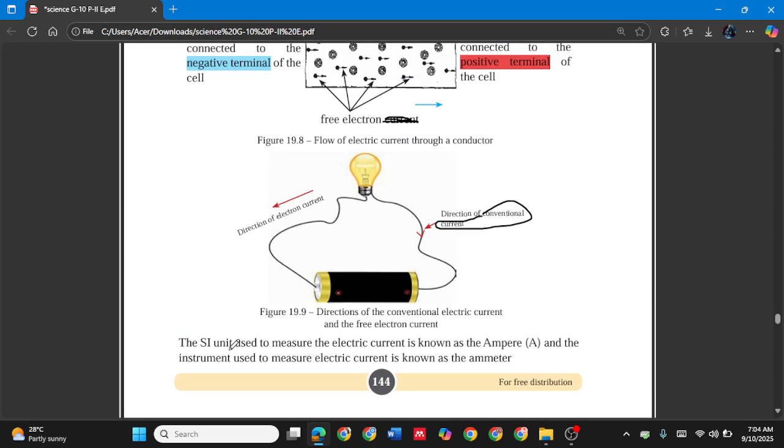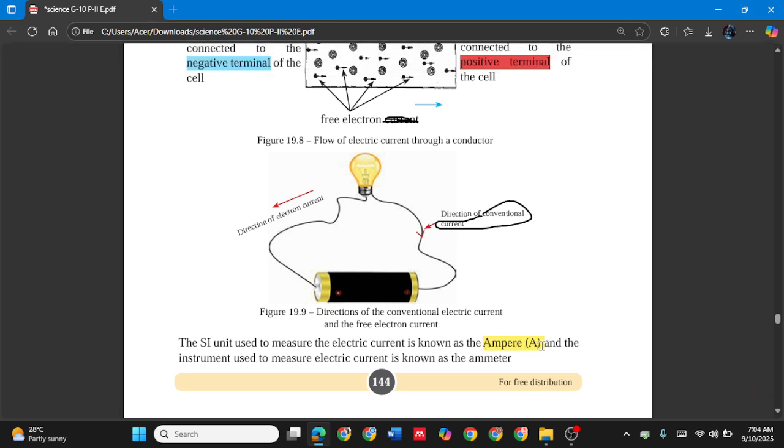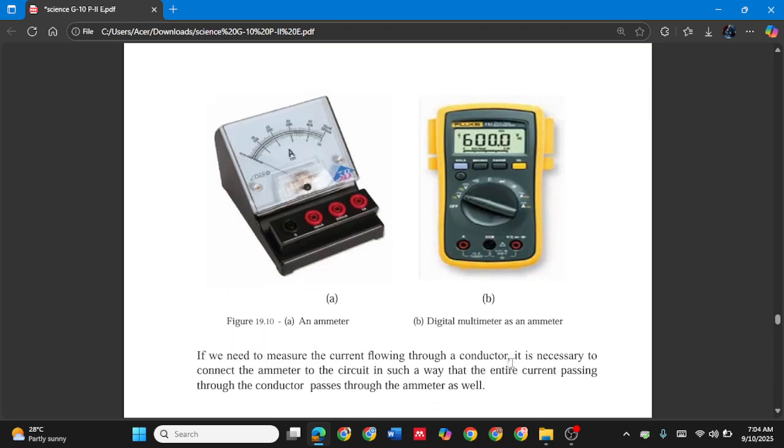The SI unit used to measure the electric current is what? Known as ampere. SI unit. හරිද? ඊට පස්සේ the instrument used to measure the current is known as ammeter. Okay, we are going to discuss them later.